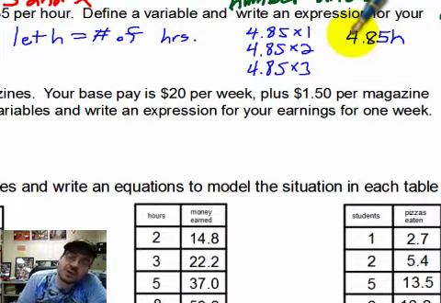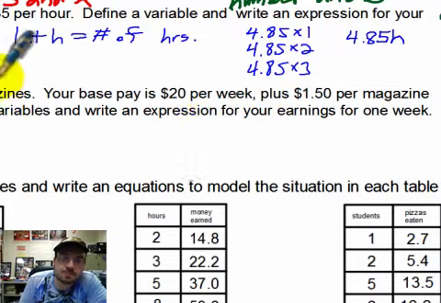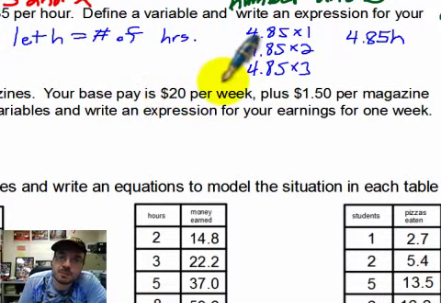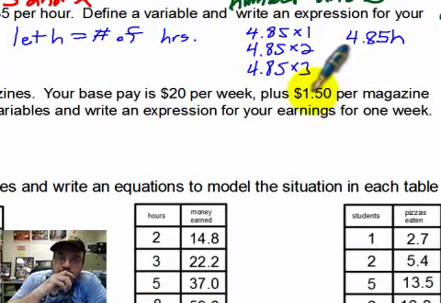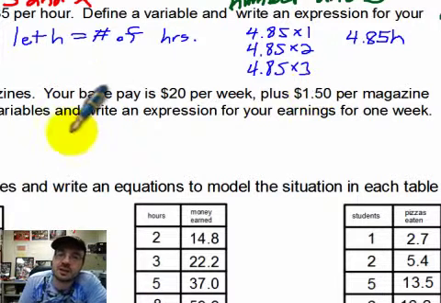You tell me what H is, how many hours I work, and I will tell you how much money I have. Okay. So the next one, you sell magazines. Your base pay is $20 per week plus $1.50 per magazine. Define variables and write an expression for your earnings.